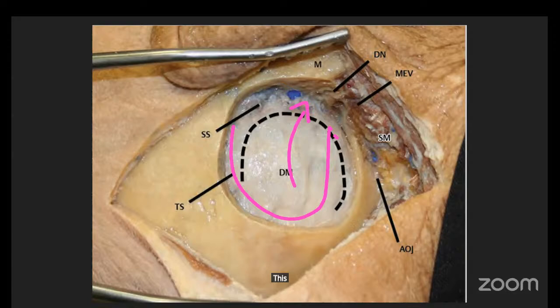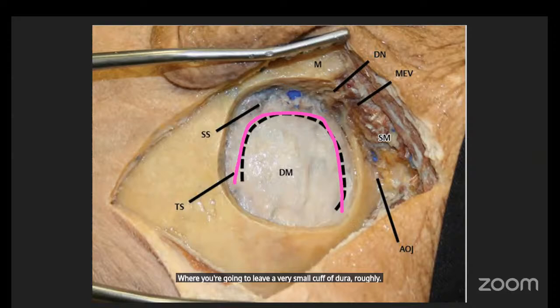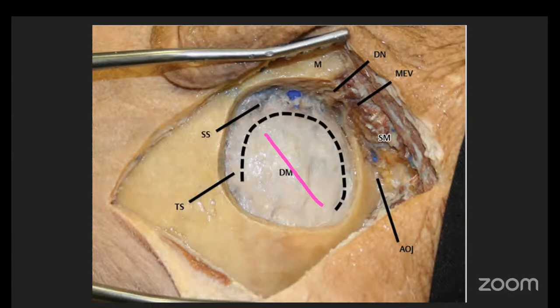This is one option. The other option is what is mentioned already here, where you're going to leave a very small cuff of dura, roughly 3 to 4 mm, around the sigmoid sinus and the transverse sinus, and then this dural flap is going to go here, and then you can put up tuck-up sutures to aid the exposure. There is another option. This will be difficult while you're closing.